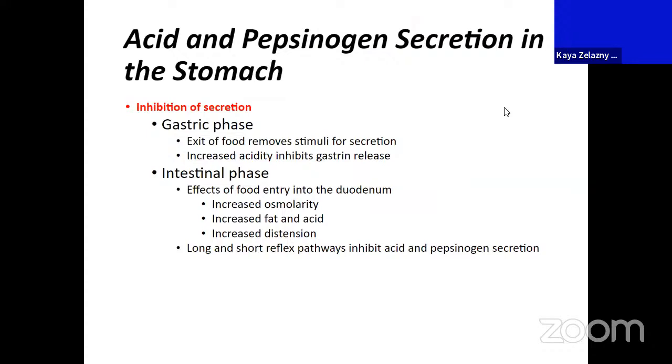Okay. Cool. All right. So in addition to telling us to make more acid and pepsinogen in order to break down proteins, some of the time we're going to want to tell the stomach to stop, right? So we are also going to have cases where we want to inhibit the secretion of the pepsinogen and the acid. Okay. So from the gastric phase, right? So signals coming from our stomach. You eat your burger patty, right?